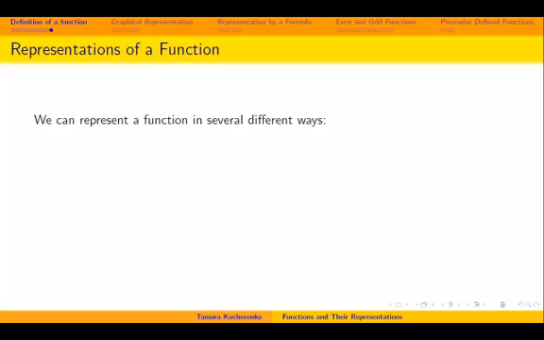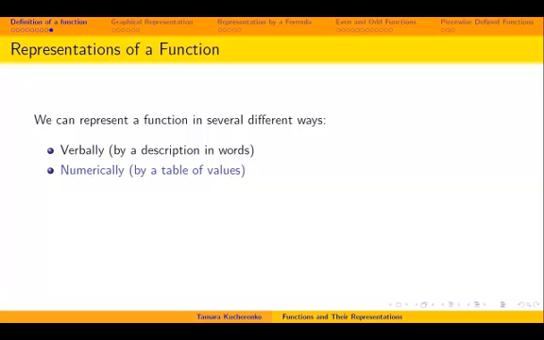We see from the previous example that we can represent a function in several different ways. First of all, we can simply describe the action of a function in words. If the domain of a function is finite, we can define a function numerically by a table which gives the values for each element in the domain.